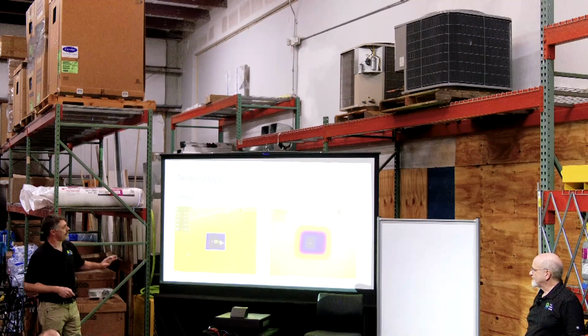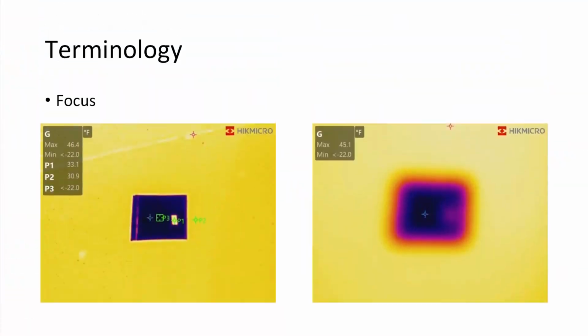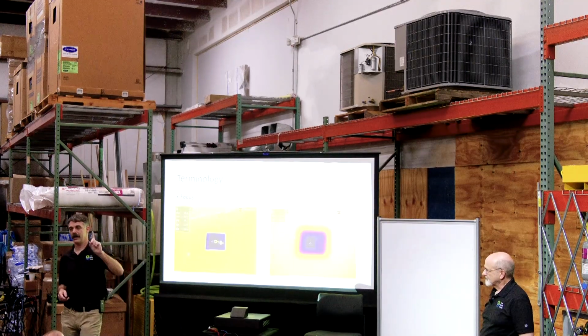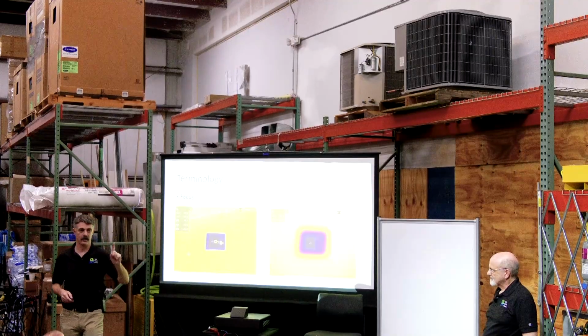But now, here's the focus. Okay, so this is the same sheet of metal that we just looked at laying out there on the driveway. This is a nice sharp focus, just like it would be in a visible light image, where we've got nice edges around here, and this one's way out of focus. Now the reason I want to point out focus is the one thing that you cannot change in software.